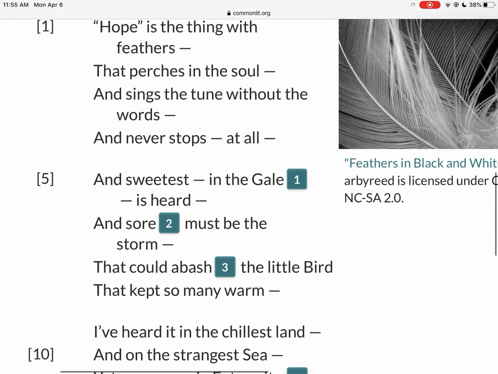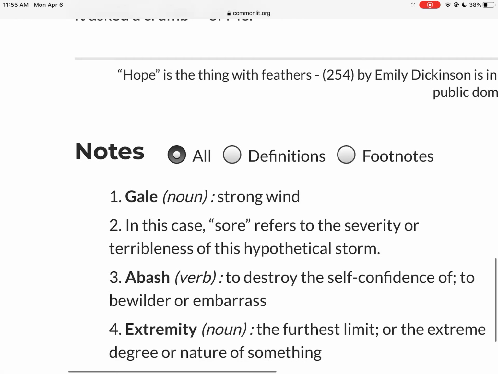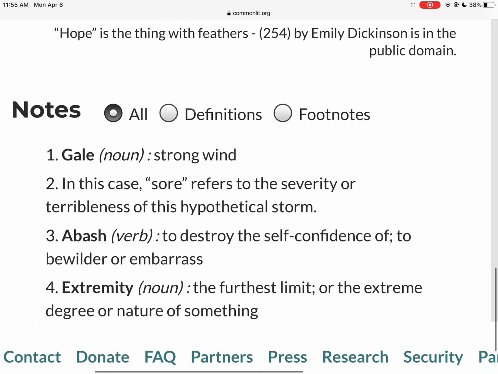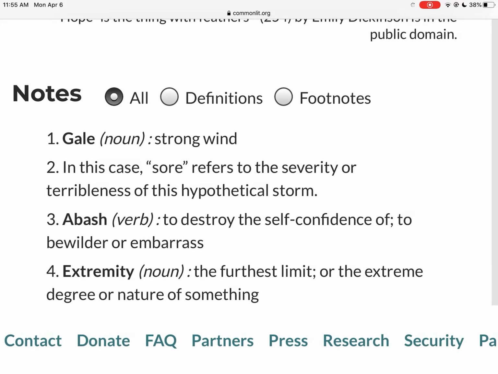Okay. Another thing we're going to do before we read this really short but beautiful poem is scroll down to the footnotes. As you can see, there are only 4 footnotes for our poem. The first one is referring to the term gale. Now, the word gale is a noun that means strong wind.